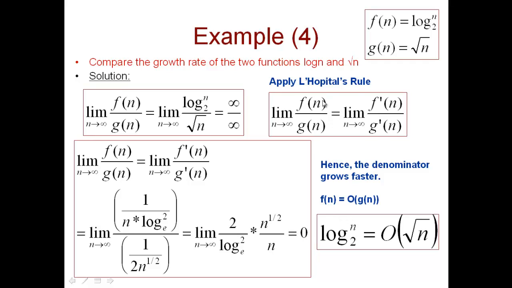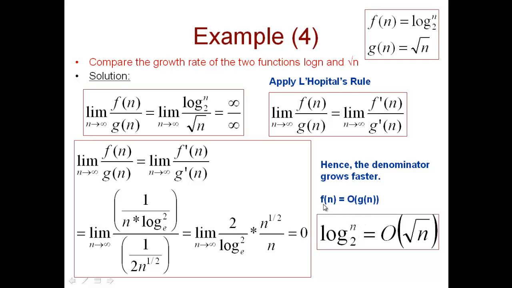So f of n on the left hand side equals big O of g of n. So the denominator is growing faster, so f of n is big O of g of n. That means log n to the base 2 is big O of square root of n. That's the final answer.